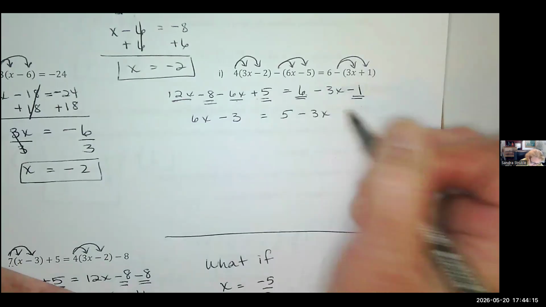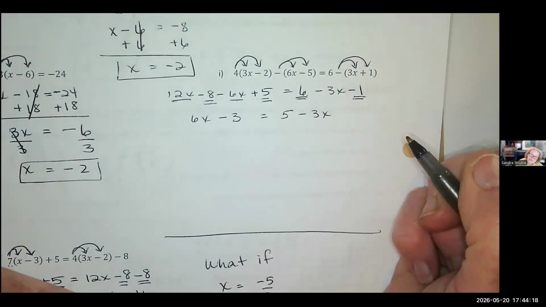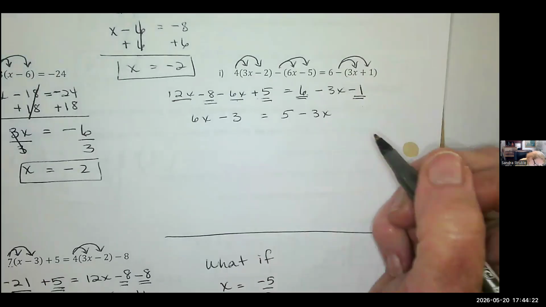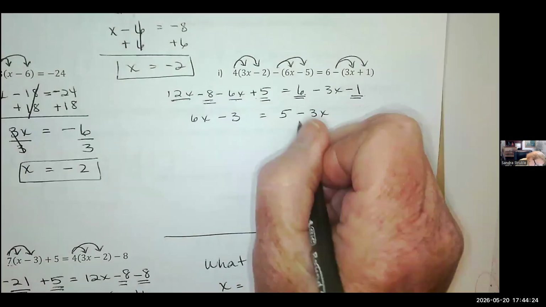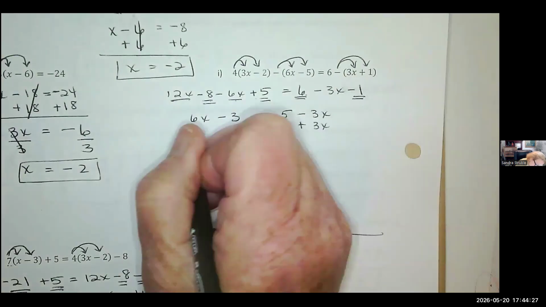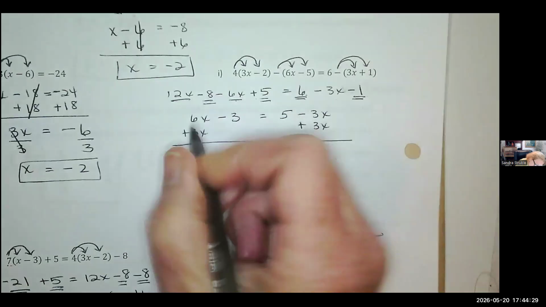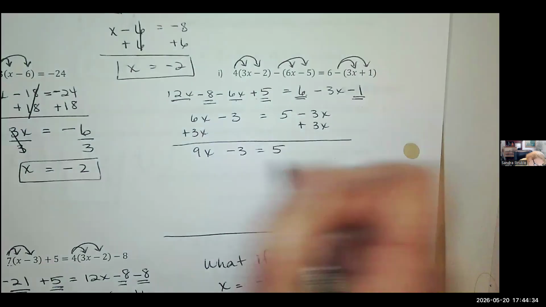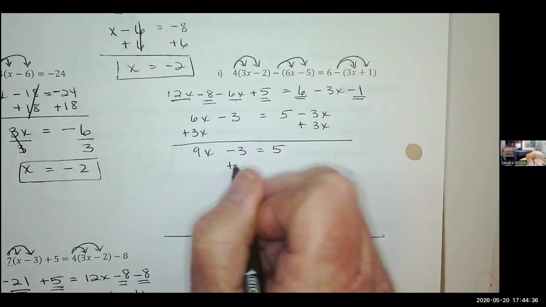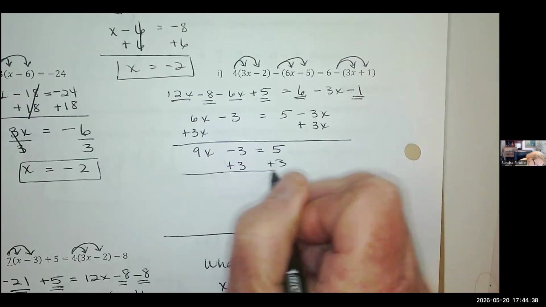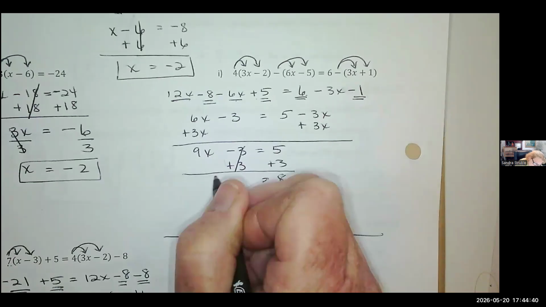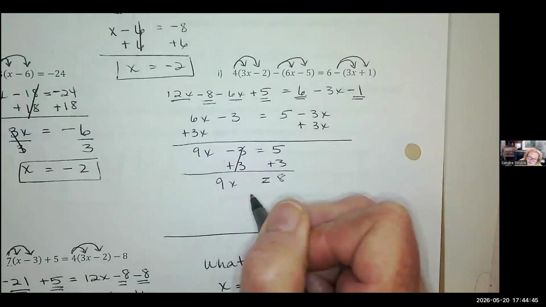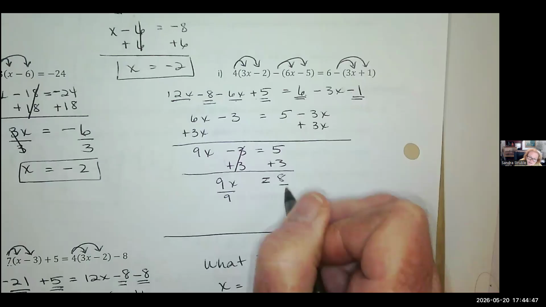Now, I can start moving things around. I want my x's on one side, my constants on the other. I'm going to add 3x to both sides, put it directly below your x. That's 9x minus 3 is equal to 5. I need to get rid of this -3, so I'm going to add 3 to both sides. Gone. And then 9's attached to x by multiplication, so I'm going to divide both sides by 9. And x is equal to 8/9.